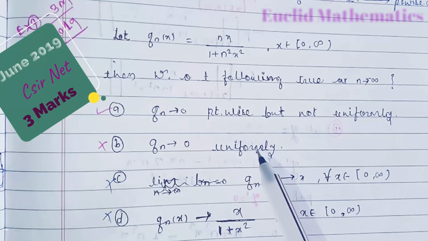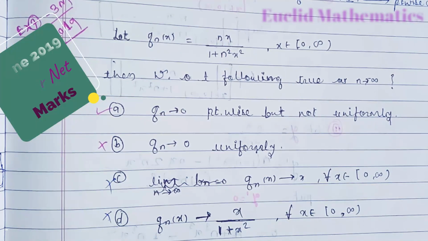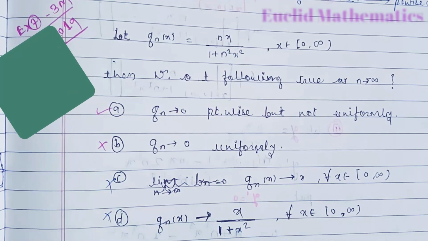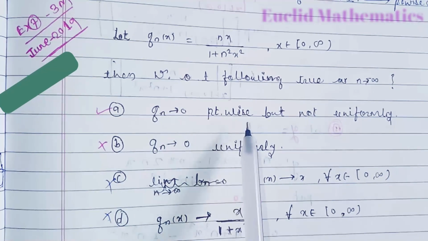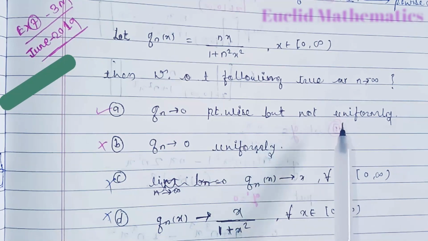In most cases we have to eliminate wrong options, because sometimes we cannot directly say which option is right. So here our first option says g_n tends to 0 pointwise but not uniformly.